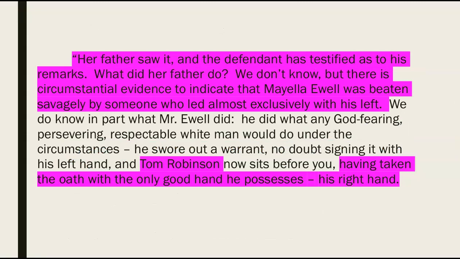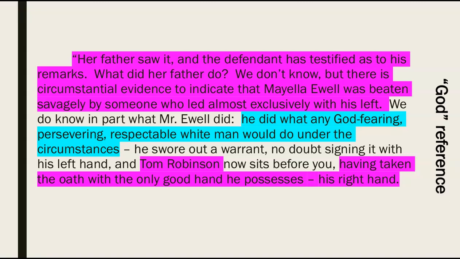Going down through the page where we highlighted with her father saw it, we have a little bit in the middle that we have for an emotional appeal. Right there: "He did what any God-fearing, persevering, respectable white man would do under the circumstances." It should be very obvious that we have that God reference in here, so that goes for our emotional appeal. Notice too the way that he's saying it: he is God-fearing, he is persevering, he is respectable. We're talking about Mr. Ewell. Everybody in the audience knows what Atticus is really thinking about Mr. Ewell and his actions and the lies that he is telling, making everybody think about what their choices are going to be.